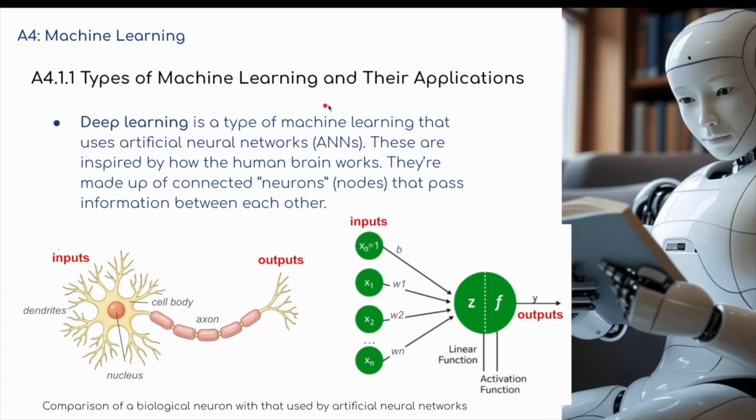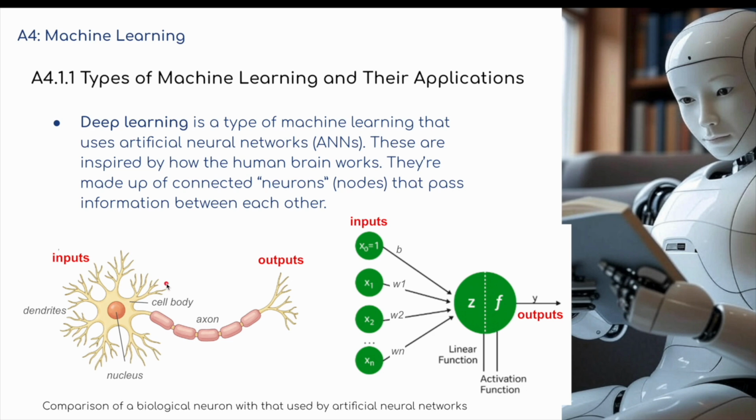Types of machine learning and their applications. So there are several different types of machine learning. We're going to start here with deep learning. Okay, again, this was in the diagram previously. Deep learning is a type of machine learning that uses artificial neural networks, ANNs. Okay, these are inspired by how human brains work. They're made up of connected neurons, or nodes in this case, that pass information between each other.